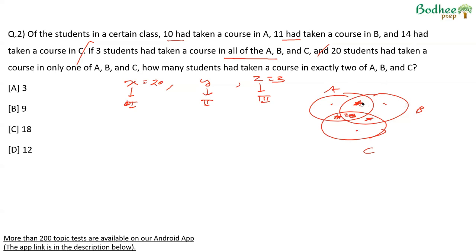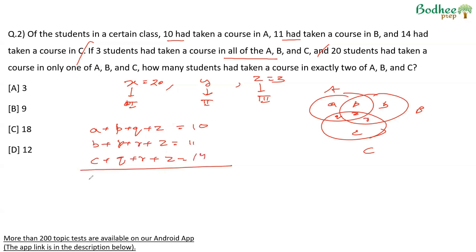If I have to write variables, I'd say suppose these are A, B, C, P, Q, R, and Z. Now the number of people in A will be A plus P plus Q plus Z. This is 10. For B, it is B plus P plus R plus Z. This is 11. C plus Q plus R plus Z is the number of people in C, which was 14.